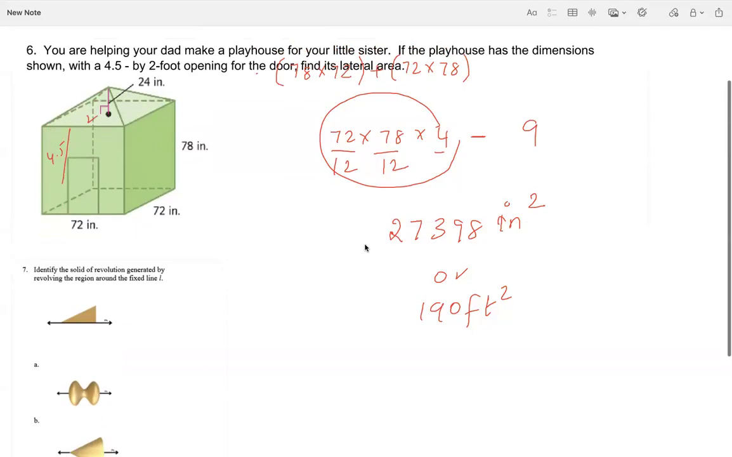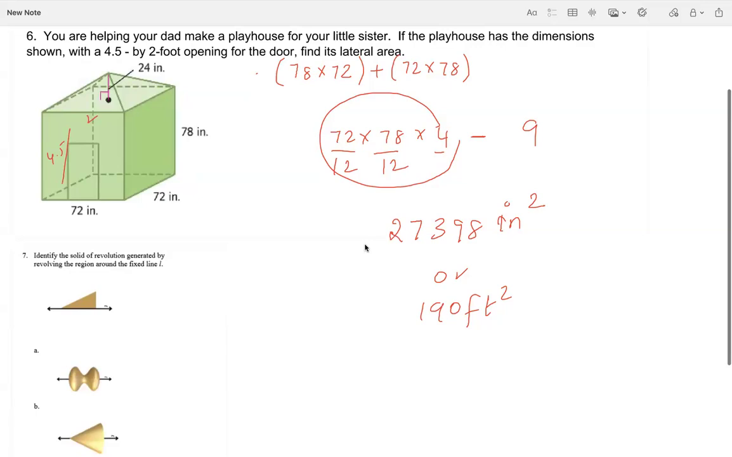What are they asking? Find the lateral surface area. Yeah, 72 times 78. Everything is correct. Okay, and then if you convert it to feet square, divide by 12 times 4. Okay, and then Johan, what did you get for the lateral surface area? I'm still doing it.